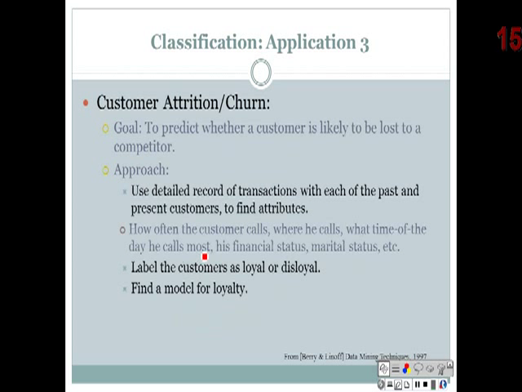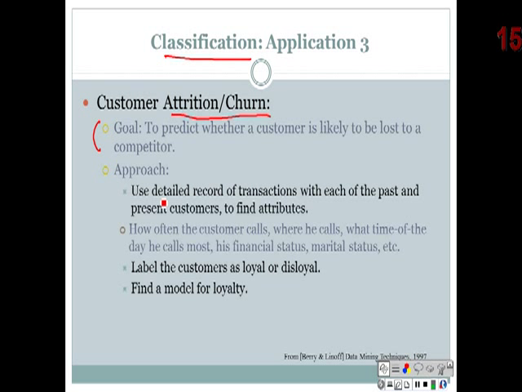Another very important application that can also be considered part of classification, so we are concentrating again on classification methods, is customer attrition or churn. So what is the goal in this case? It is to predict whether a customer is likely to be lost to a competitor. For example, Apple doesn't like to lose their iPhone users to Microsoft phones or to Android, for example, from Google.